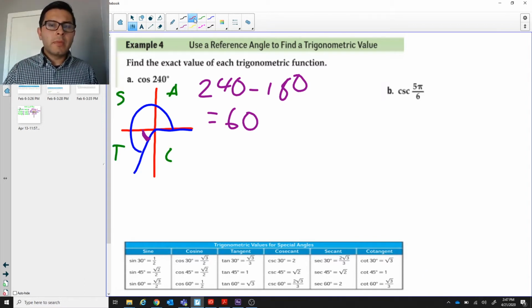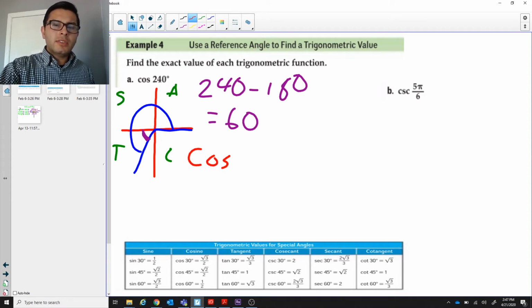Now here's the thing. Instead of finding cosine of 240, what we're going to do is find cosine of 60 degrees. Why 60 degrees? Because that is our reference angle. Now you know why it's so important that we know how to find our reference angles. So let's find what is cosine of 60 degrees?